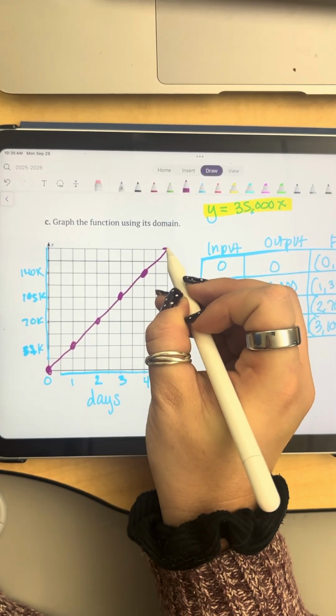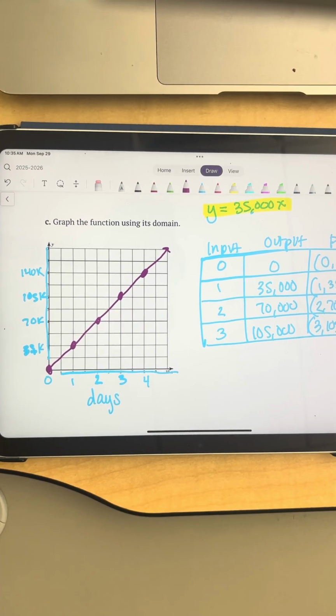Okay, so we kind of see that linear trend, the arrow to keep going up as the days go up, and then you do have to connect them because it's continuous, because it can be between the days and it can be between insects.